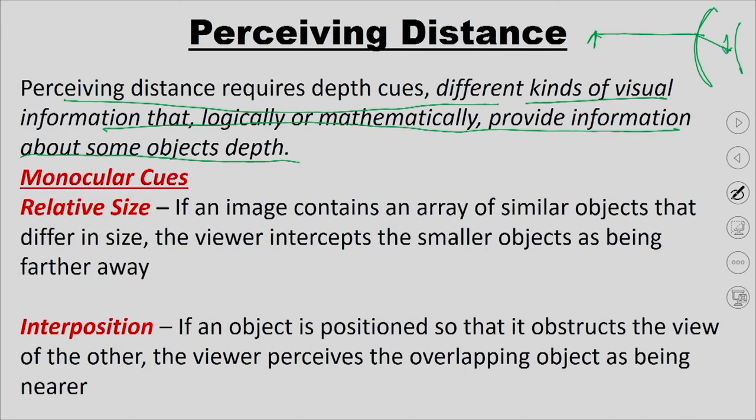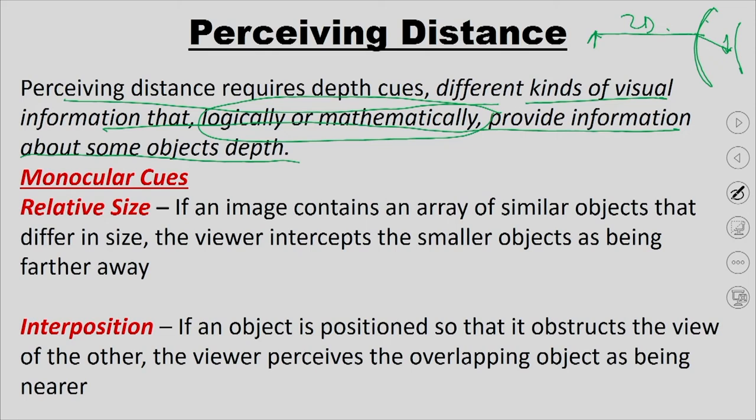But the object will be in 2D format, right? Because the retina has only two dimensions, a length and a breadth. How does it create 3D? It creates 3D by doing some mathematical and logical calculations. So, how does the 3D actually come about? There are two different kinds of cues.